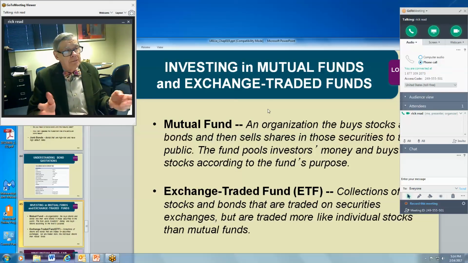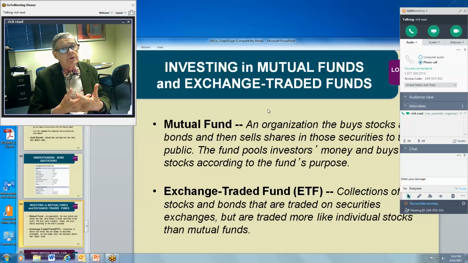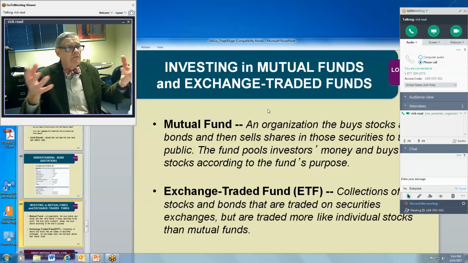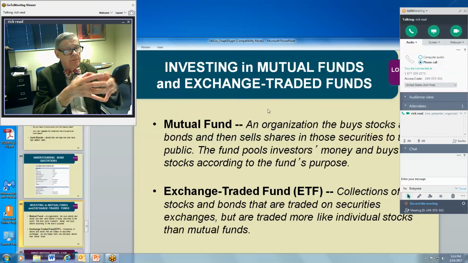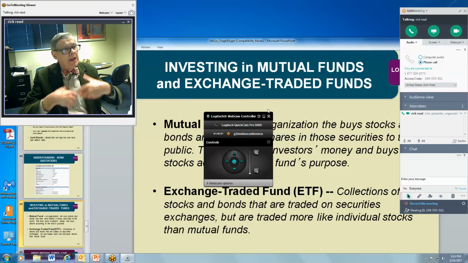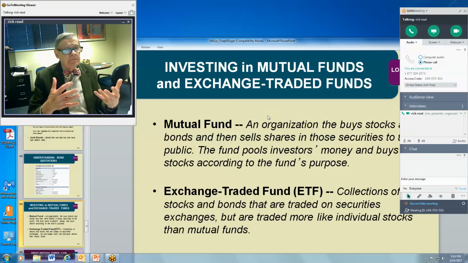They buy stocks and bonds and sell securities to the public. What happens is you have a number of people buying the same thing. So we have a number of people buying, and we pool that money, and it helps the fund.